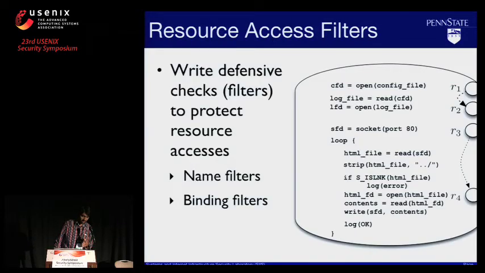So what are these defensive checks? These are often called filters in security terminology. There are two types of filters, name and binding filters. An example of a name filter is here, where you just strip an input name of .. characters to prevent directory traversal attacks. And an example of a binding filter is here, where you just check whether the file is a symbolic link. So these are the types of filters that we want to detect.